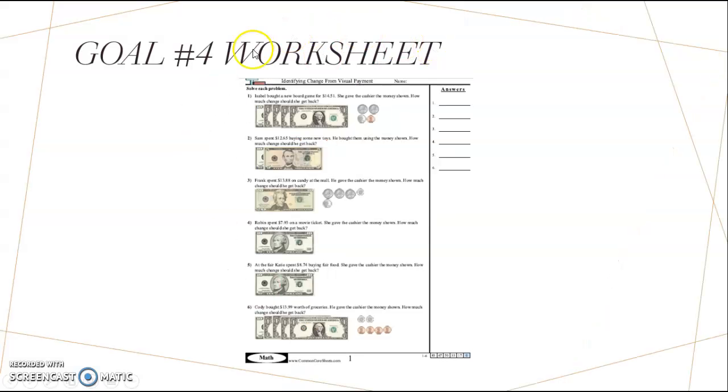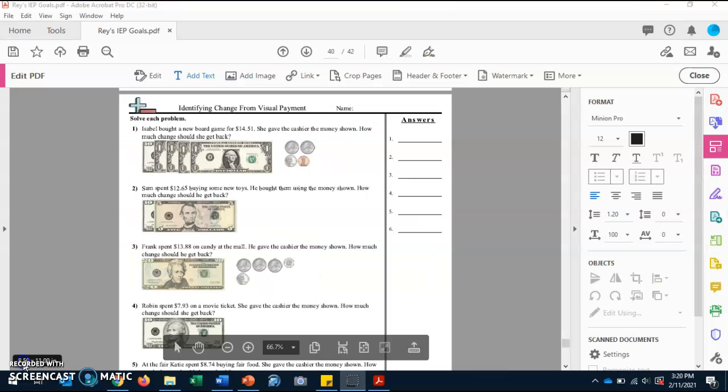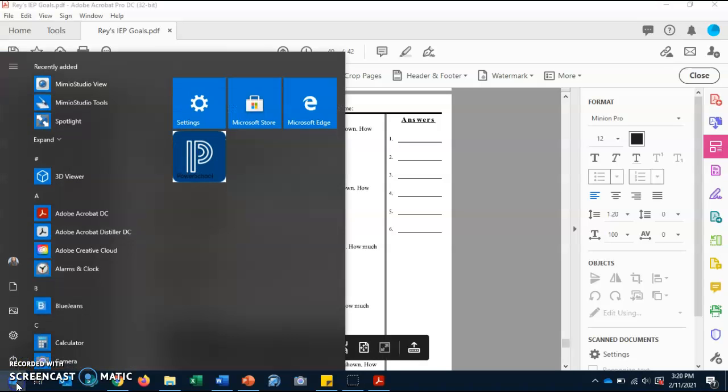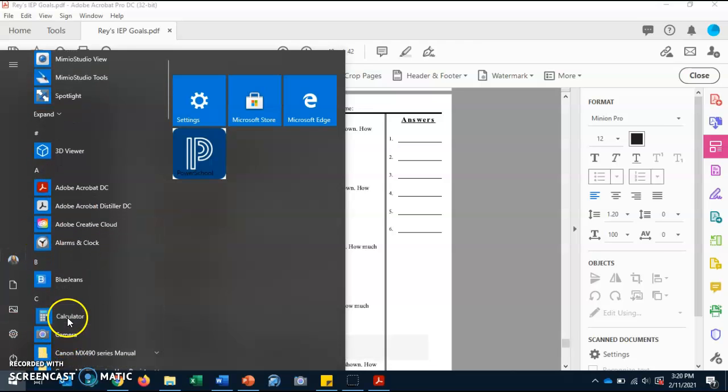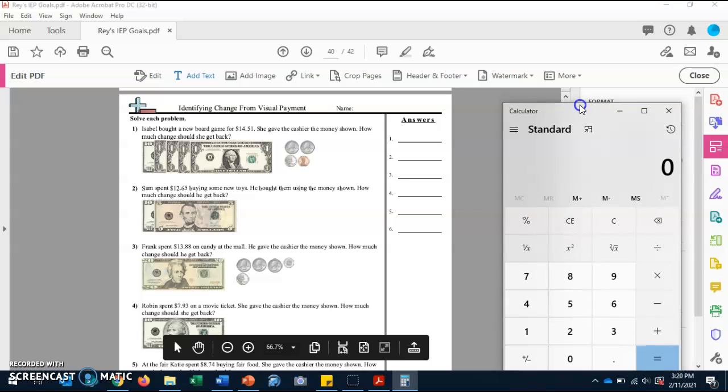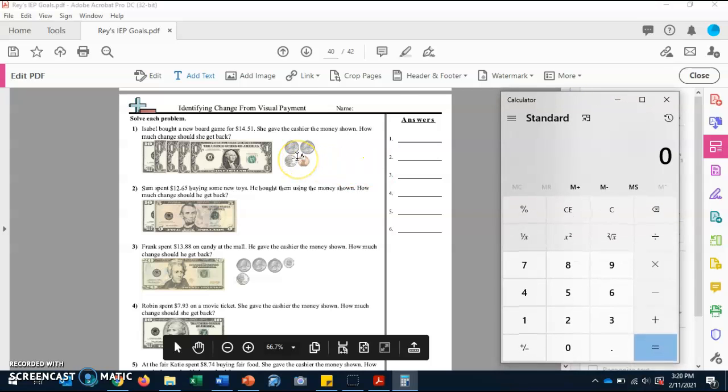So now for today's goal number 4 worksheet, we are going to be identifying change from visual payments. So your worksheet should look like this. If you can please take it out so we can work on it. So this is the worksheet we are going to be working on today. Take out your calculator, we will be needing it for this worksheet.